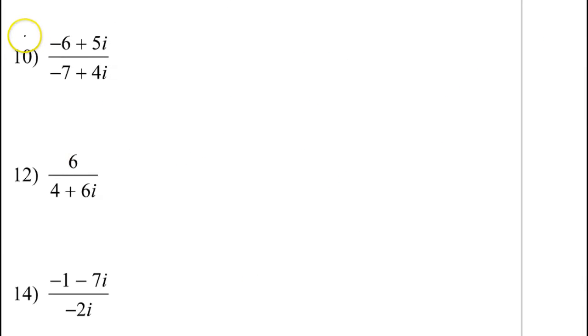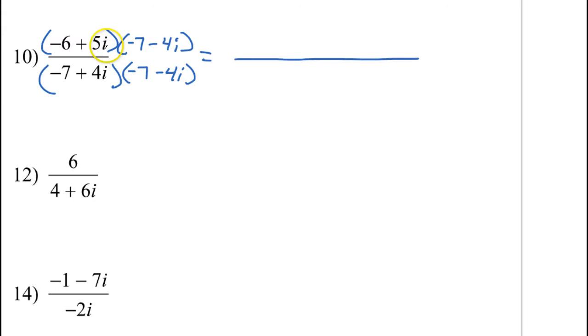So number 10, again, we need to multiply by the conjugate of the denominator. So this will be negative 7 minus 4i, and I will do that in the numerator as well. So let's see what we get. Negative 6 times negative 7, so that's 42. Negative 6 times negative 4i, so that's positive 24i. 5i times negative 7, so that's negative 35i. 5i times negative 4i, so that's negative 20i squared.